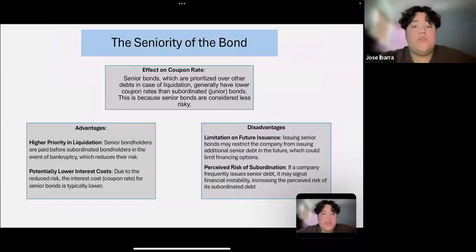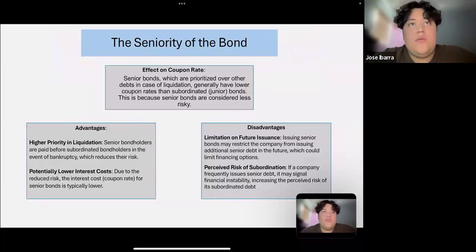So now we're looking at the seniority of the bond, and its effect on coupon rates. Senior bonds, which are prioritized over other debts in case of liquidation, generally have lower coupon rates than subordinated or junior bonds. This is because senior bonds are considered to be less risky.